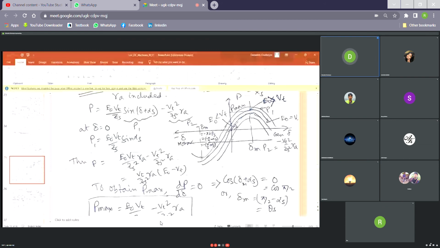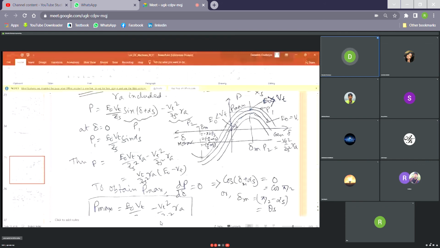Now there can be three cases. You can excite the machine in such a way that E0 equal to Vt. That is known as normal excitation. In that case, the resultant plot will pass through the origin. That has been shown in the third plot from the top, E0 equal to Vt.